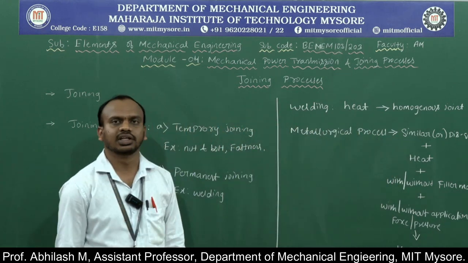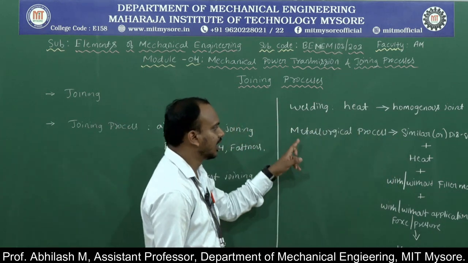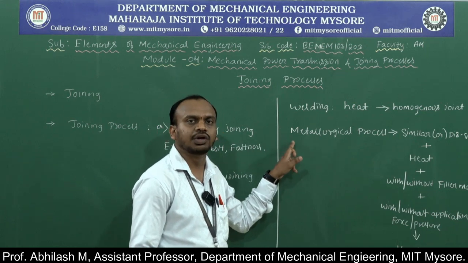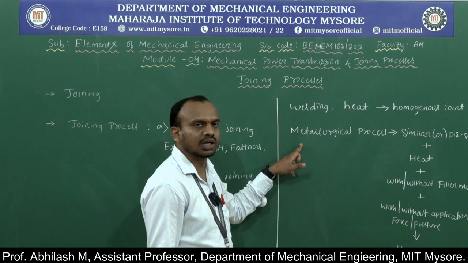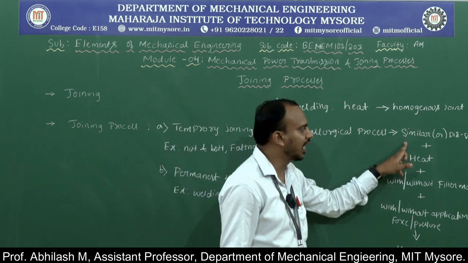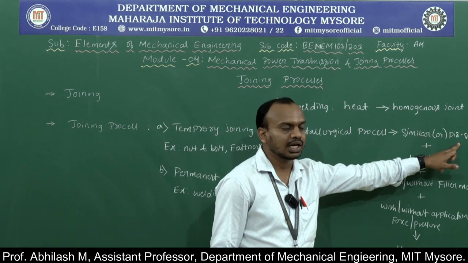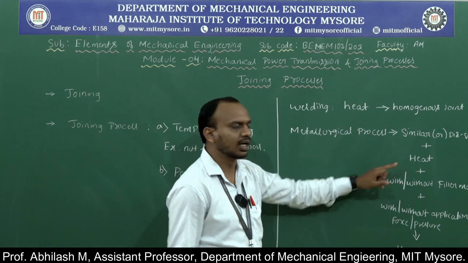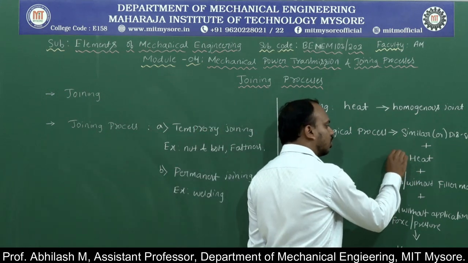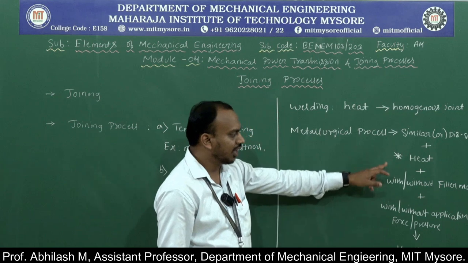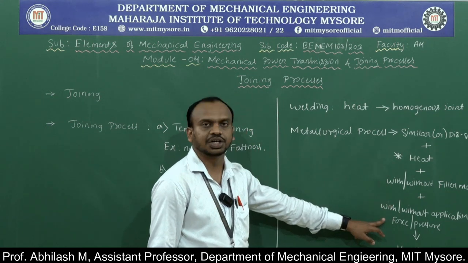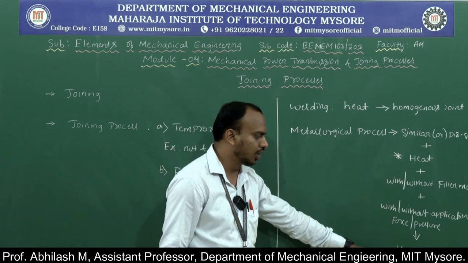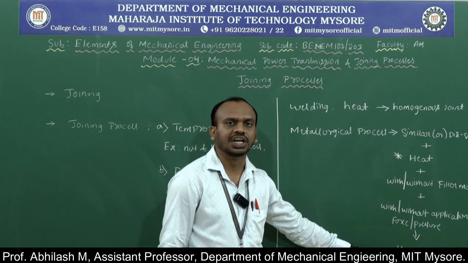So how can I define this particular welding process? It's a metallurgical process. We are going to change the structure of a material. So it's a metallurgical process of joining two similar or dissimilar materials by the application of heat. Heat is very much essential in order to join two pieces, with or without the application of a filler material, with or without the application of a force or pressure in order to produce what? A homogeneous joint.